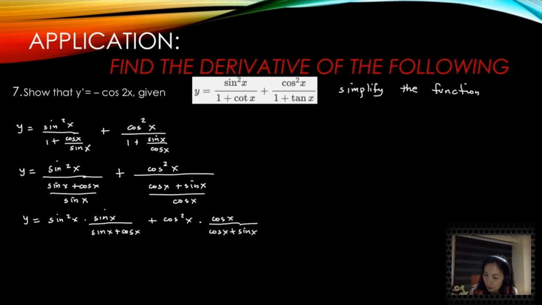So your y is equal to, by multiplying, take note that their denominators are now the same. Sine x plus cosine x plus sine x, by commutative property, they are equal. So I could express this now into one big fraction whose denominator is sine x plus cosine x, and the numerator will be sine cubed x plus cosine cubed x.